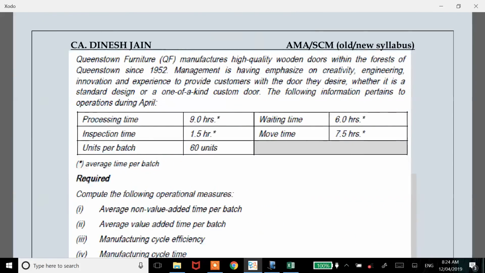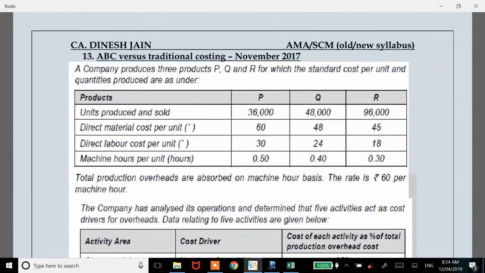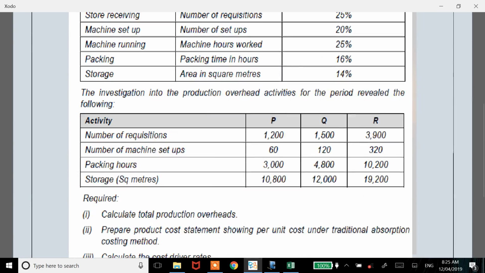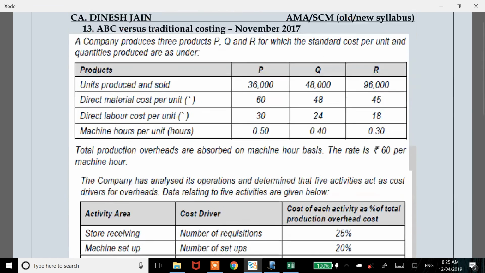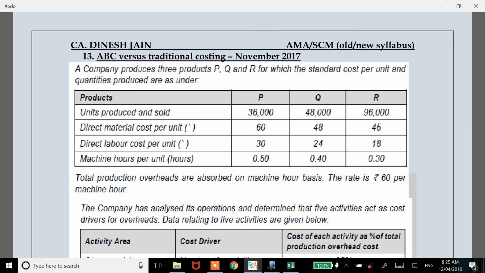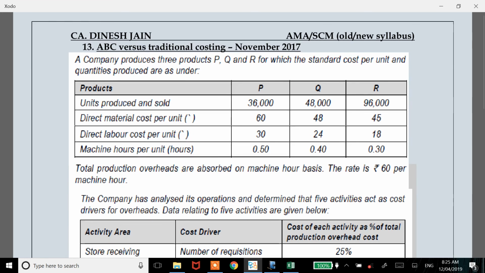I'll come back to few questions later on. Okay, let's come to this question. Come to question 13.